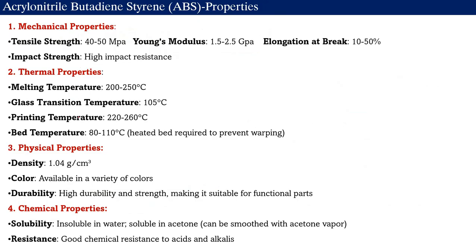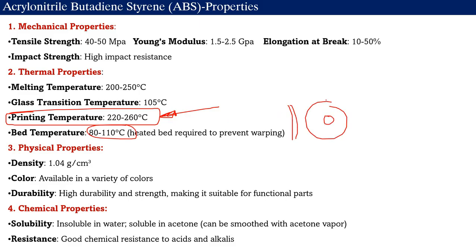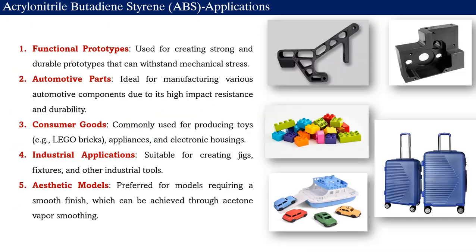Then these are the mechanical properties. The important parameter is the printing temperature, which is mentioned on the spool of this ABS filament, and then the bed temperature. These two temperatures are mentioned on the spool of this filament if you purchase it. Here it is insoluble in water, with good chemical resistance. What are the applications? Functional prototypes, automotive parts, consumer goods, industrial applications, aesthetic models. So wherever we require better strength in a particular application, we use ABS.